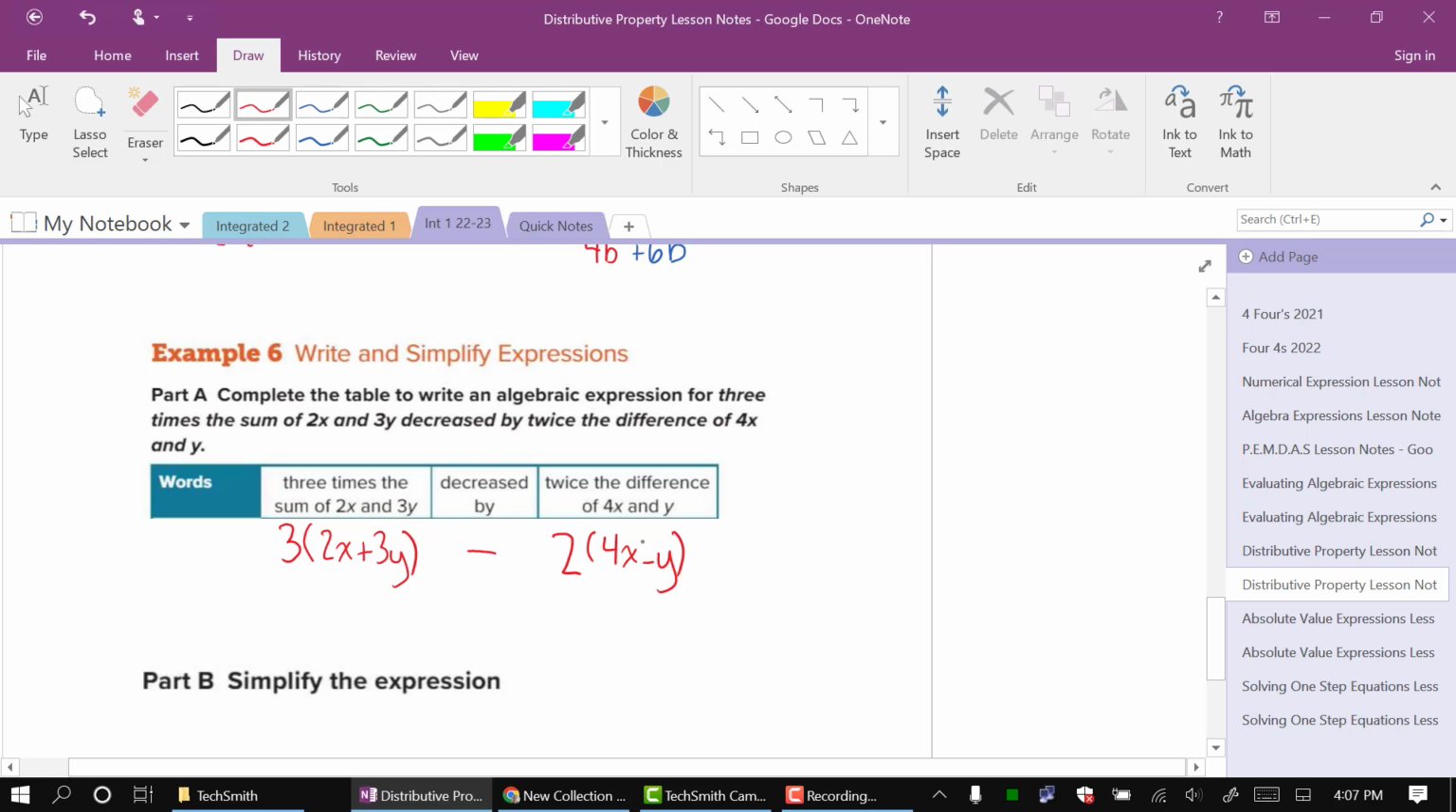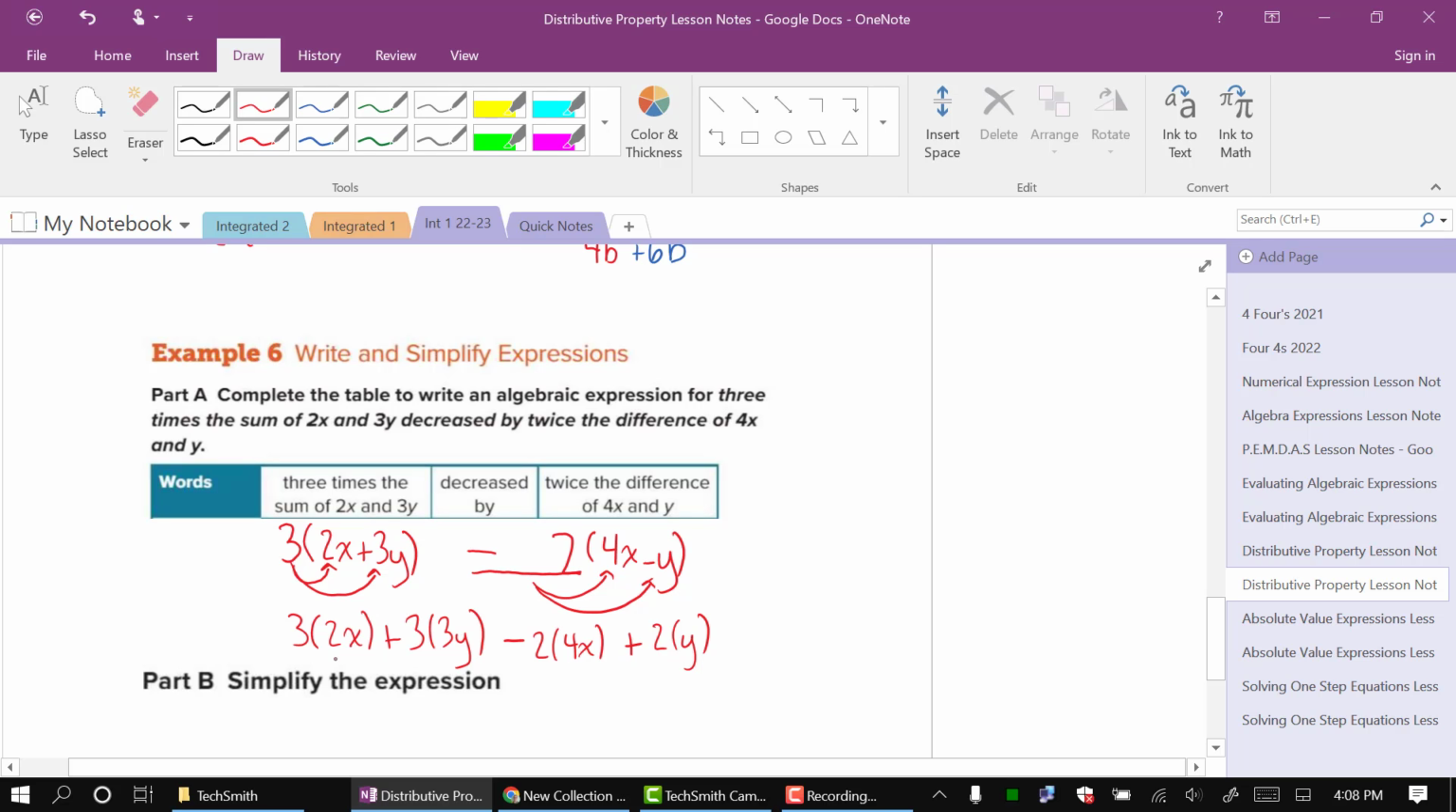So we want to get rid of our parentheses. So we're going to distribute in the 3 to both the 2x and to the 3y. And then we're going to distribute in this whole thing right here. So this negative 2, that's going to go both to the 4x and to the negative 1y. So this gives me 3 times 2x plus 3 times 3y minus 2 times 4x. And then negative 2 times negative 1 would be positive 2 times 1, which we know is 2.